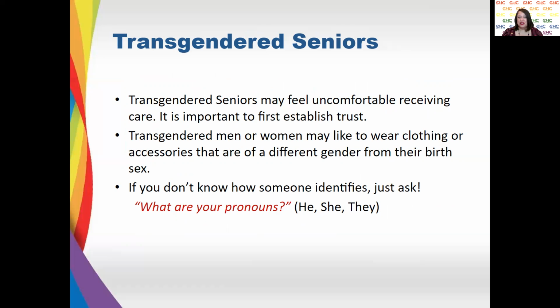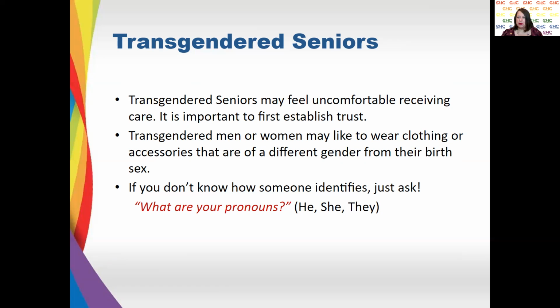Transgendered seniors may feel uncomfortable receiving care. They may have a distrust with medical professionals. They may not open up to us right away. I worked in a retirement community where there was a man who identified as a man and was born a man, but he liked to wear a lot of feminine accessories, clothing, and jewelry that were more typically female attributed. And he wore his hair in a very feminine style as well.